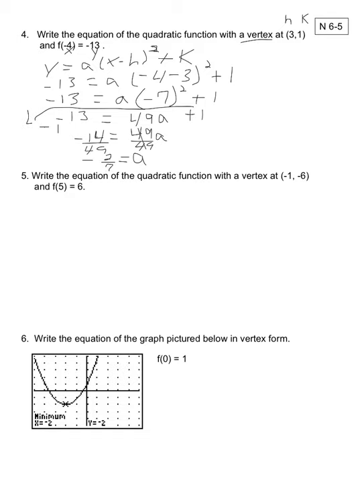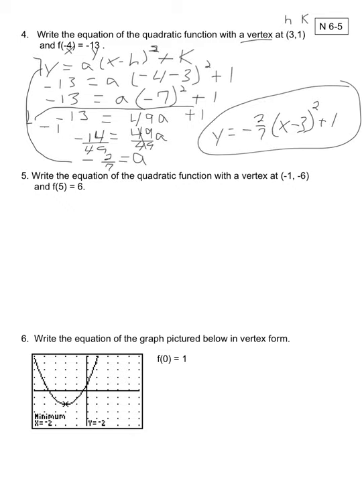I'm going to take that, plug it right back into the beginning, put my x and y back in. So y equals, my a was negative 2 over 7. Put my x back in, minus my h, which was 3, squared, plus my k, which was plus 1. Okay.